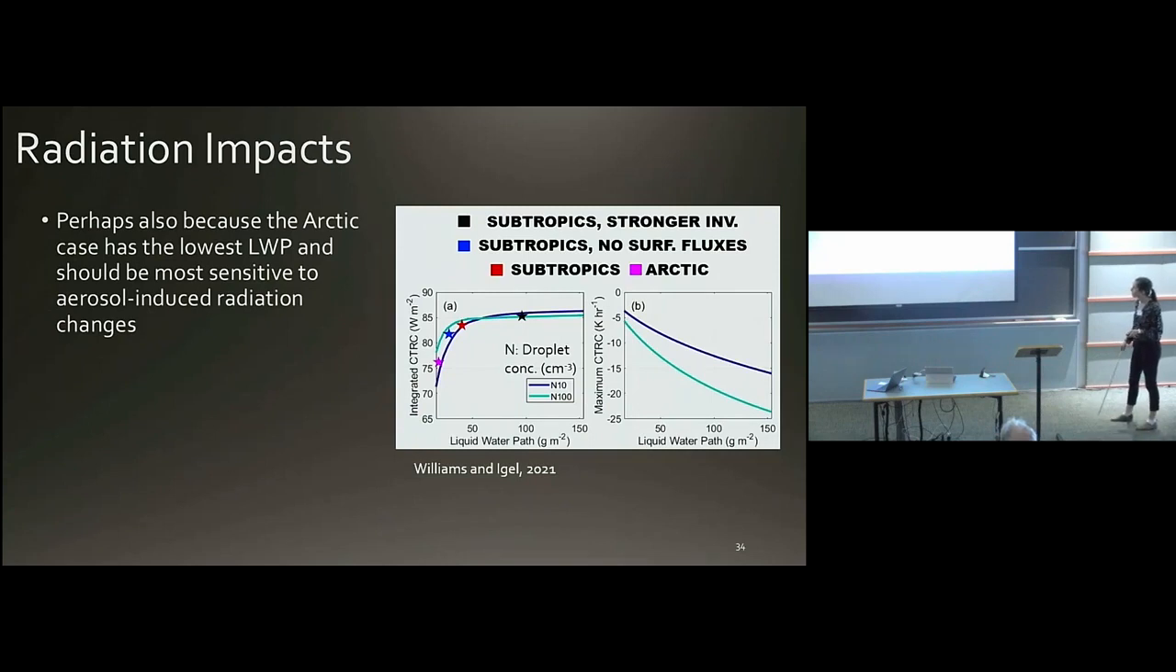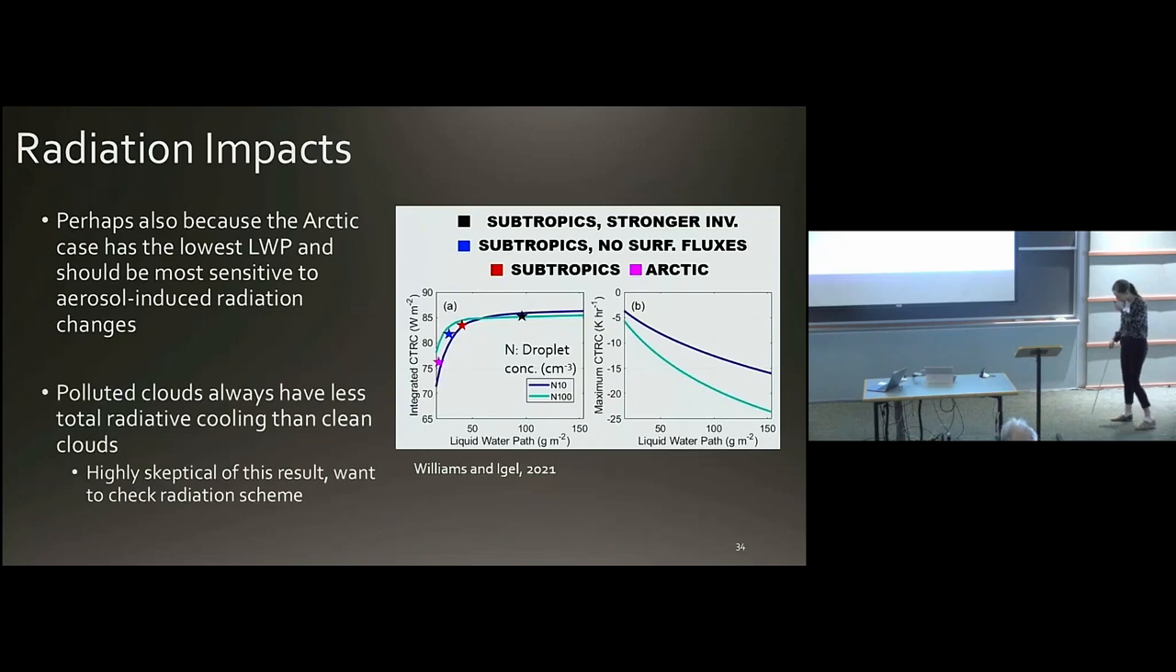And in the interest of full disclosure, what I'll say is that when I look at the simulations that I have, my polluted clouds actually always have less total radiative cooling through the column than the clean clouds. I'm actually a little bit skeptical of this result, and I think I need to go back to the radiation scheme to check out what exactly is going on. So check back with me again later, but I thought I would put that out there anyway.